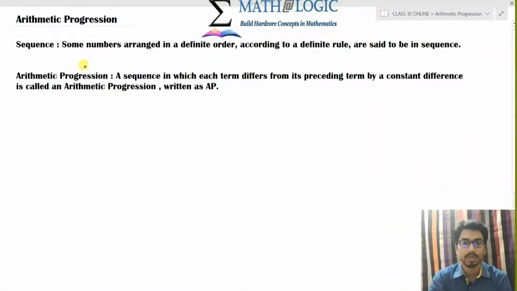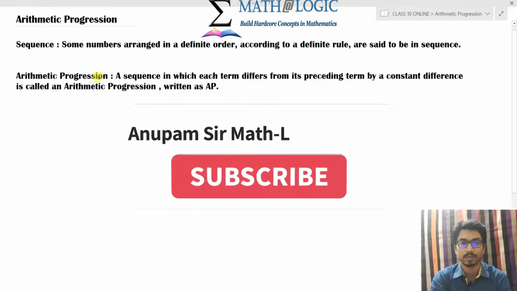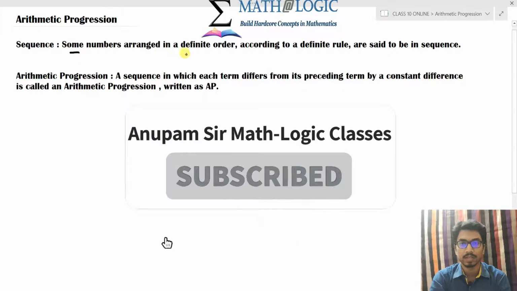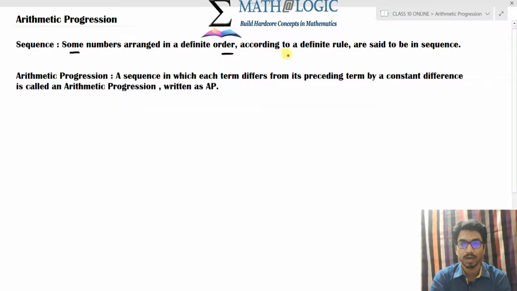So, first of all, what is a sequence? Some numbers arranged in a definite order according to a definite rule are said to be in a sequence. So what does it mean? Let me give you some example. Let's say 2, 4, 6, 8 and so on. This is a sequence. Obviously, here the difference between the numbers is 2.